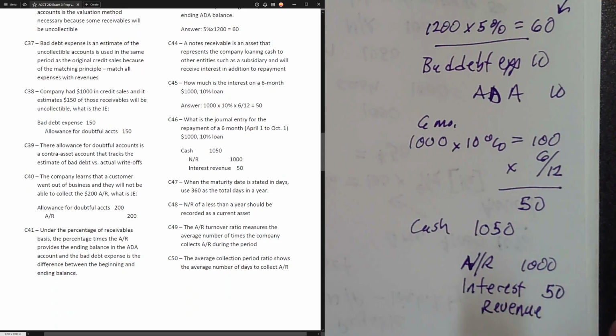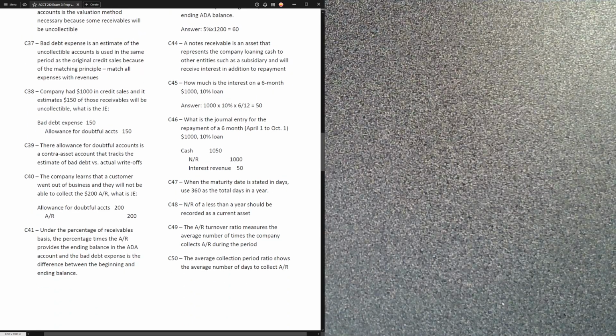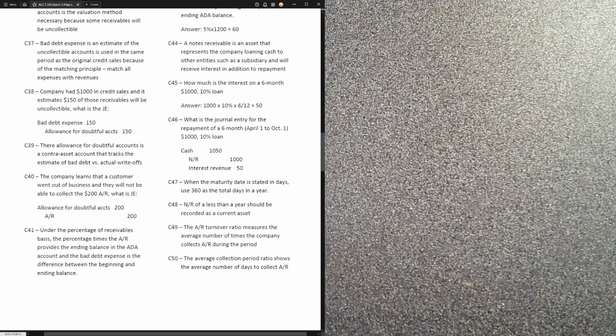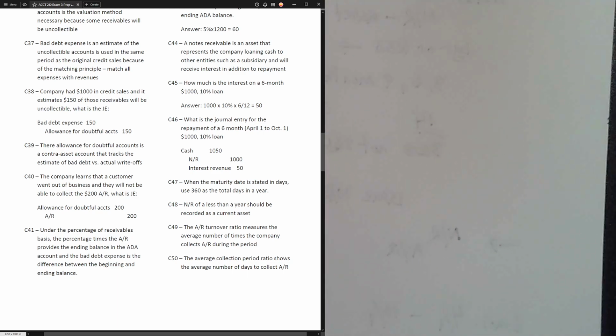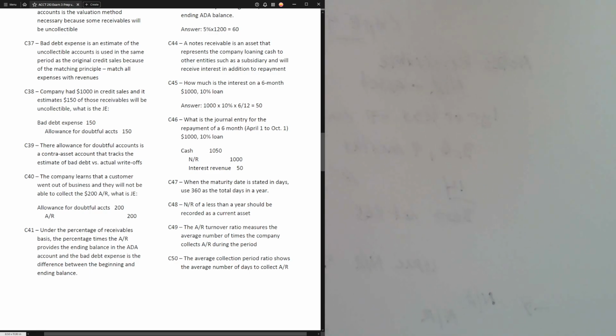Let's go ahead and take a look at some of these A levels. Or I'm sorry, let's start off with the B levels. The A's and the B's.